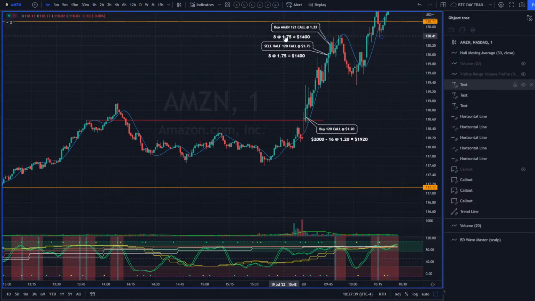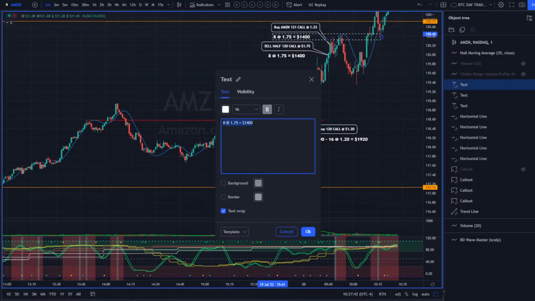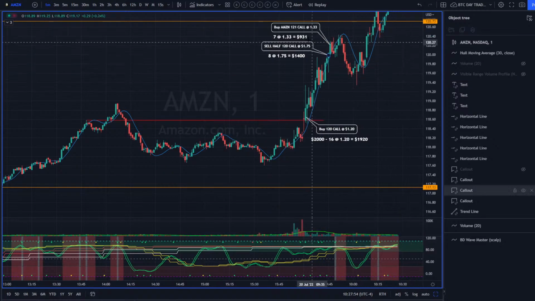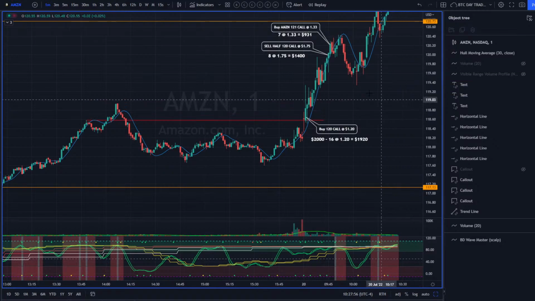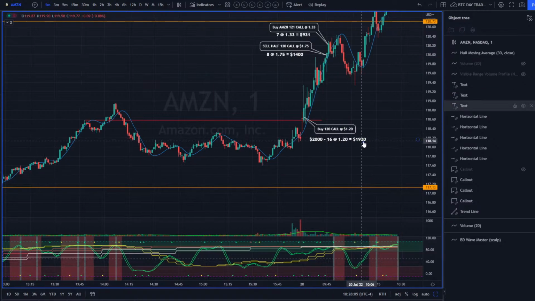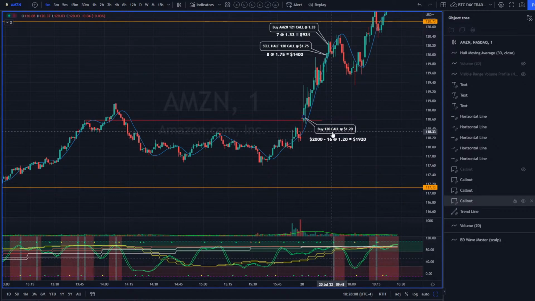So instead of getting 16 contracts, we're only able to purchase 7 contracts at $1.33, which equates to about $931. I'm going to try and keep this as clear and concise as possible. So we're buying 7 contracts at $1.33 for $931, which is a little less than half of what we initially put into this 120 call. That's important, because at some point your rolls are going to fail. We started to see a little bit of a pullback here. So what did we do?